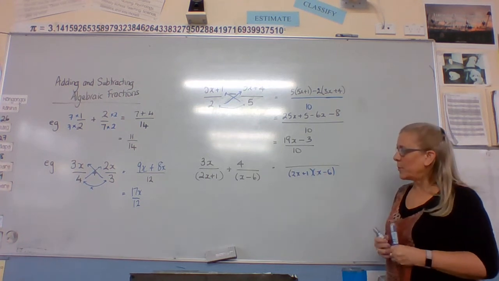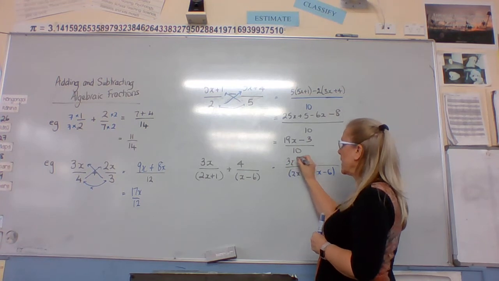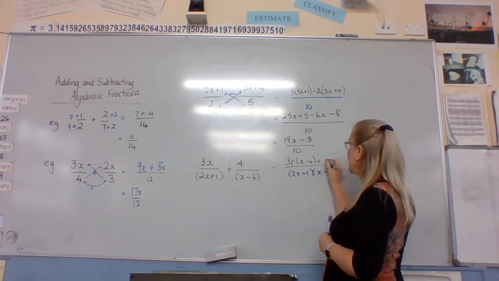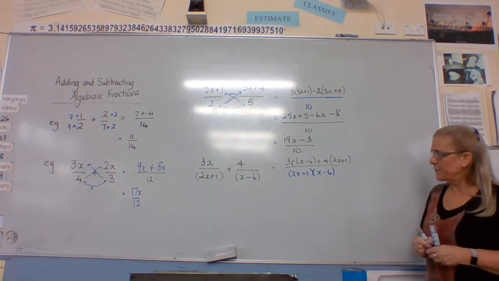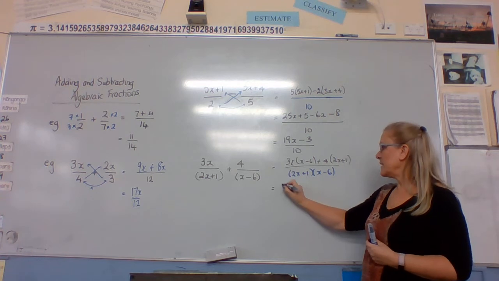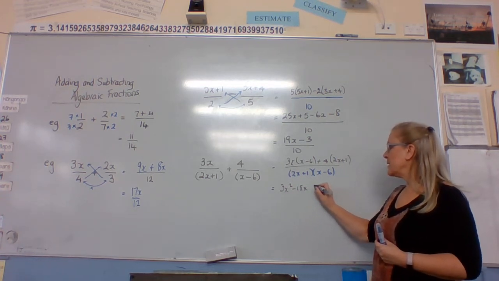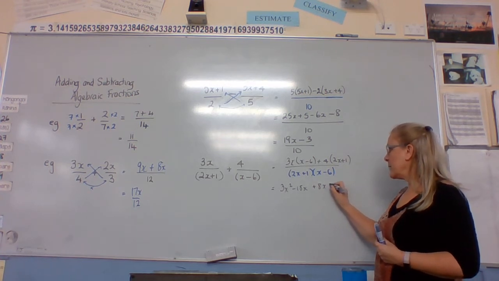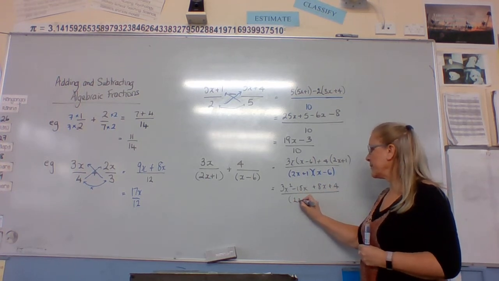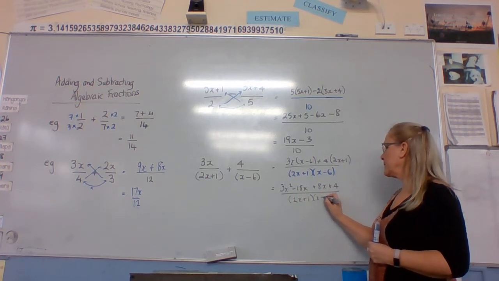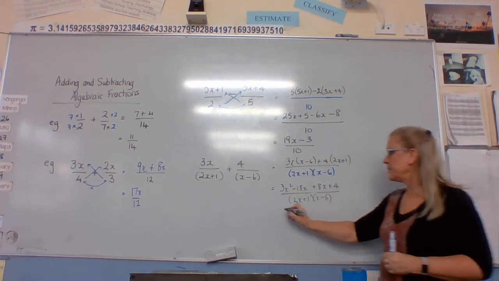Now we need to look at the top line. So we're going to multiply these two: 3x times x minus 6 plus 4 times 2x plus 1. What do we get? We get 3x squared minus 18x plus 8x plus 4, all over still this thing. These two terms need to be combined.